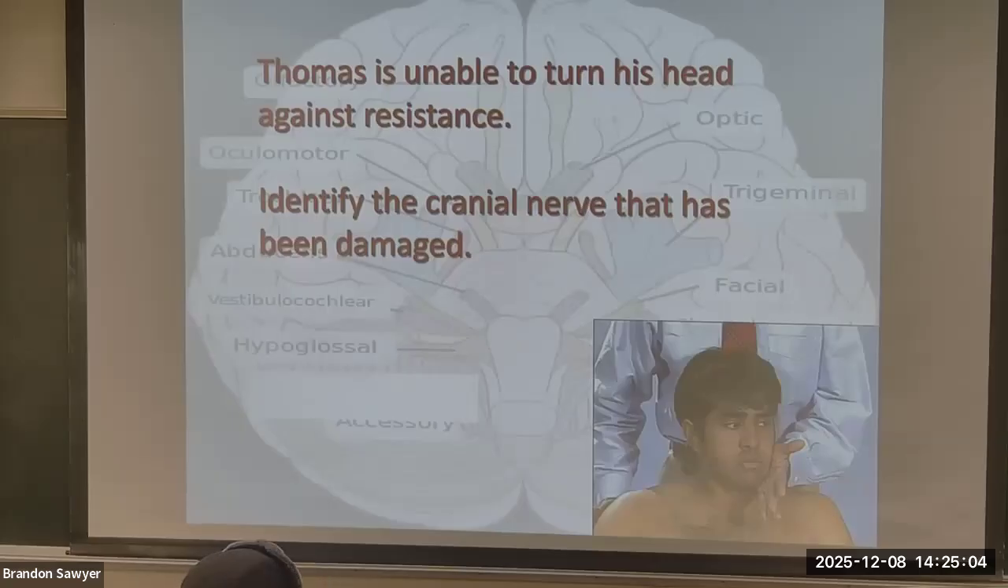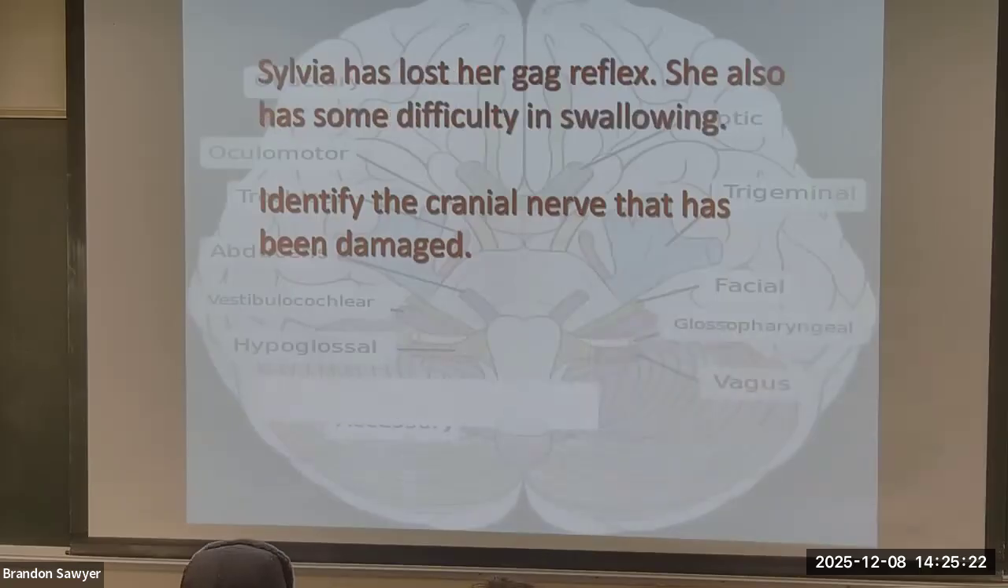All right, send that in if you haven't yet. All right, which muscle are we dealing with here? Sternocleidomastoid. Yeah, accessory nerve, which is what most of you said. Okay. And then last one here, gag reflex, swallowing.